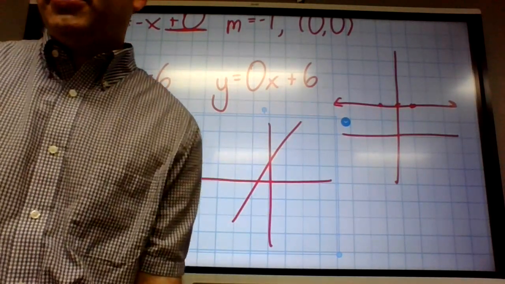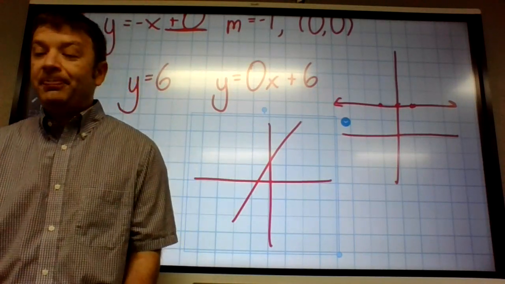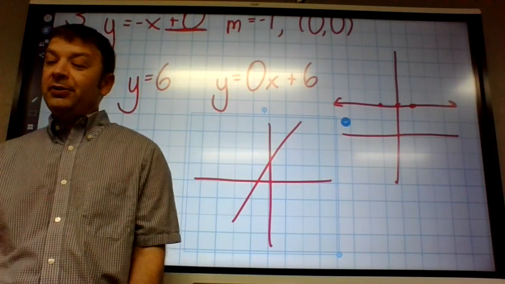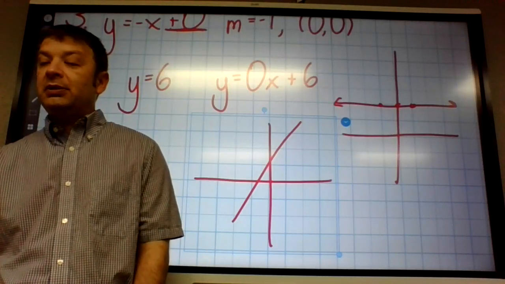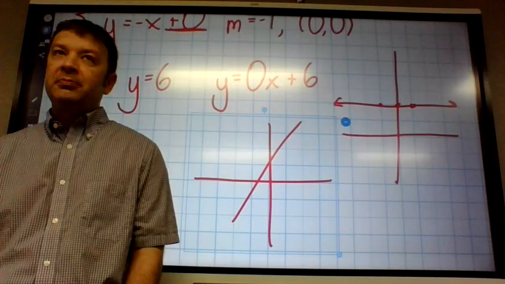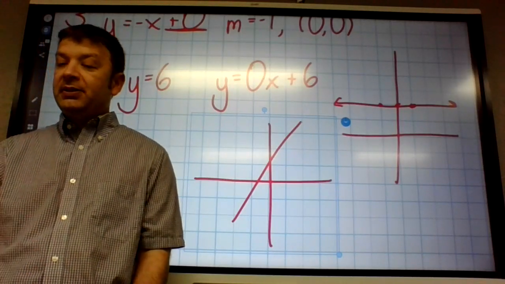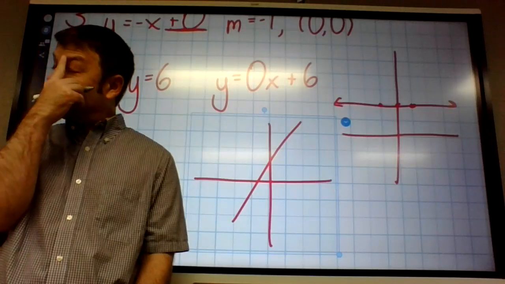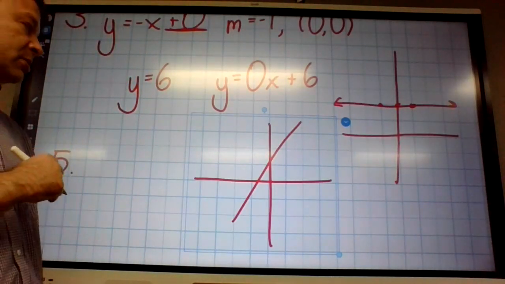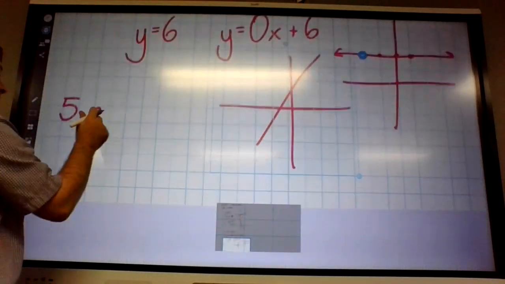So anyways, on number 5, it says y equals 2x. So it has a positive slope, like A. However, the y-intercept is -1. So which graph has a positive slope, but might have a -1 y-intercept? C. Just like A, C has a positive slope. The line is going up from left to right, but it's crossing the y-axis down below. So C, the only one that can match.